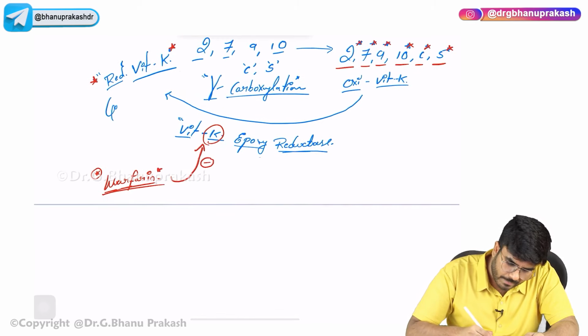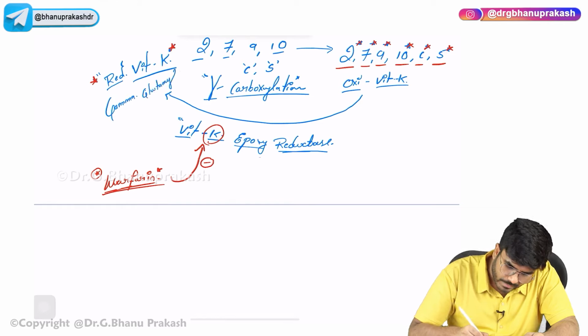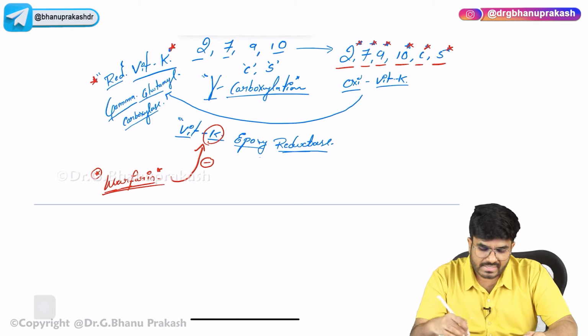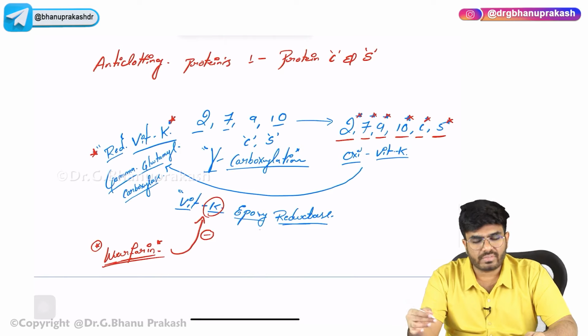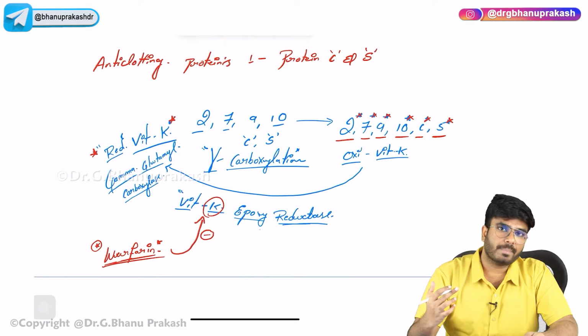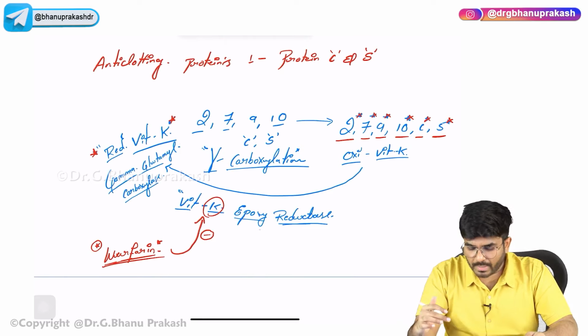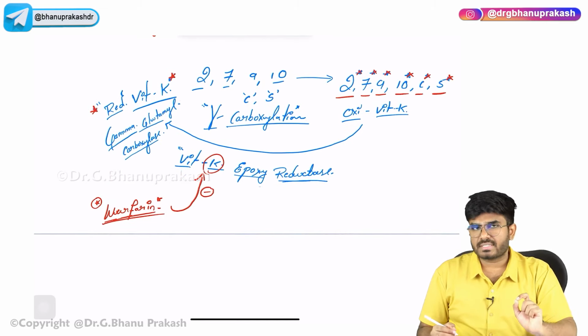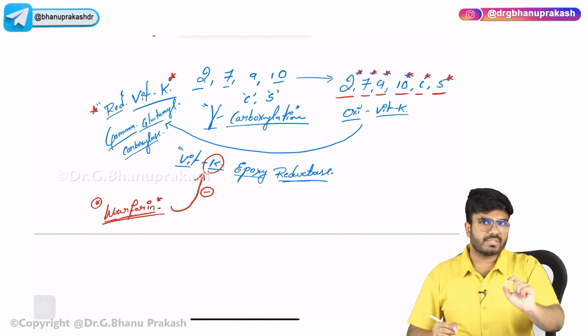So gamma glutamyl carboxylase, please make it a correction. Gamma glutamyl carboxylase is helping in the gamma carboxylation of 2, 7, 9, 10, and reduction back is done by vitamin K epoxy reductase. So warfarin is going to inhibit the vitamin K epoxy reductase. That's a mistake which happened from my side. Please make a correction.